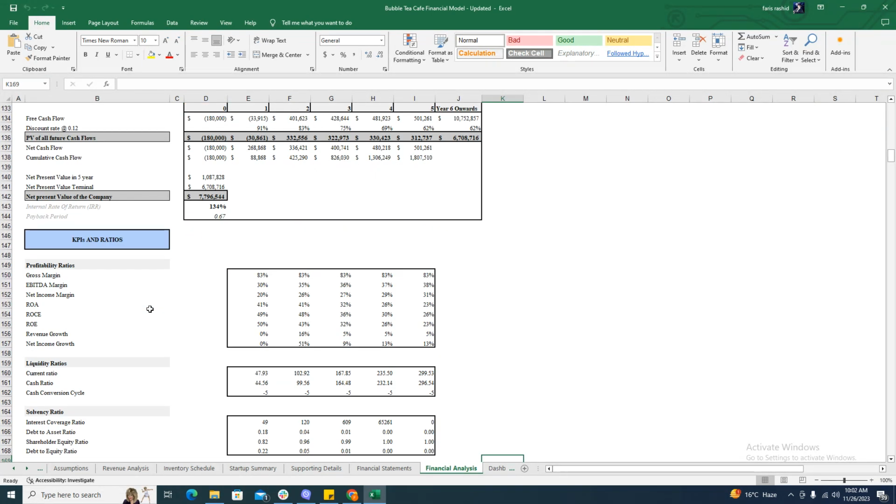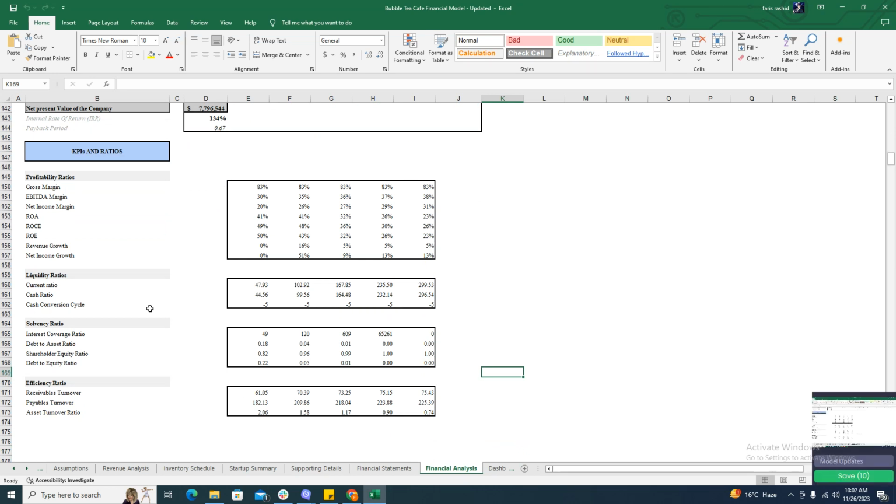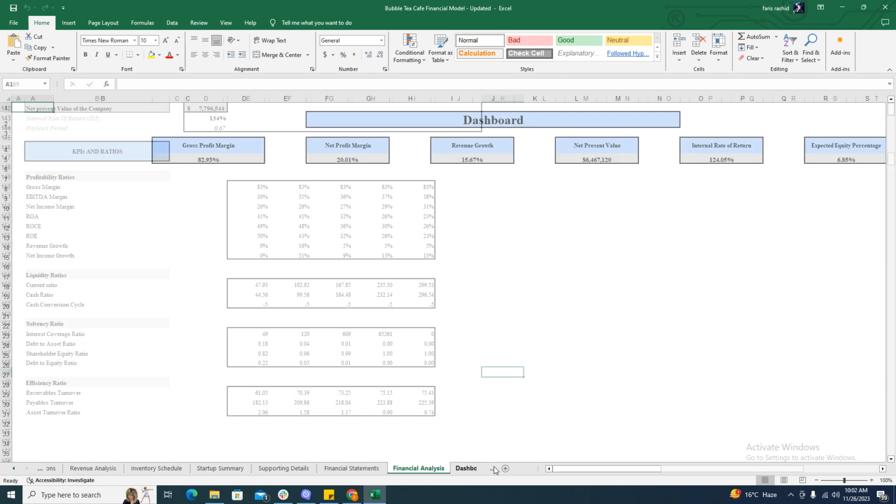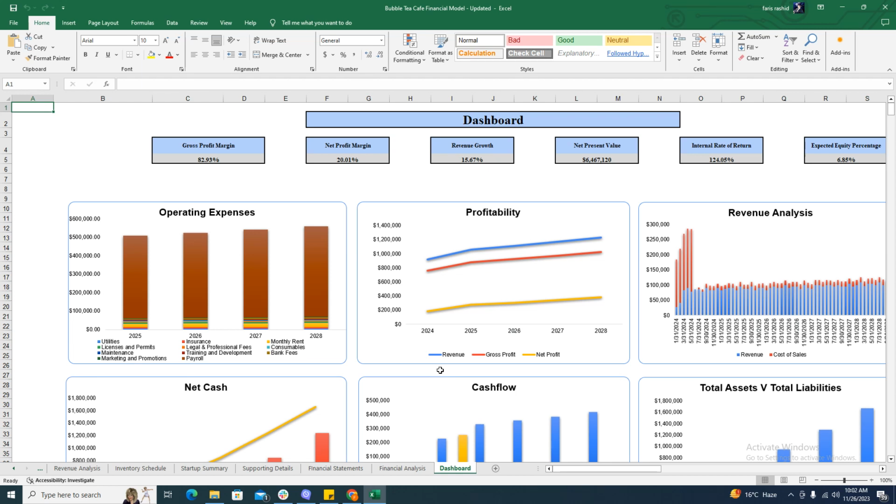Then comes the KPIs and ratios. This shows all the company's ratios such as profitability ratios, liquidity ratio, solvency ratio, and efficiency ratio. Lastly comes the dashboard. The dashboard basically gives you all the information in graphical context. It helps in making decisions much quickly and swiftly as possible and accurately as well.